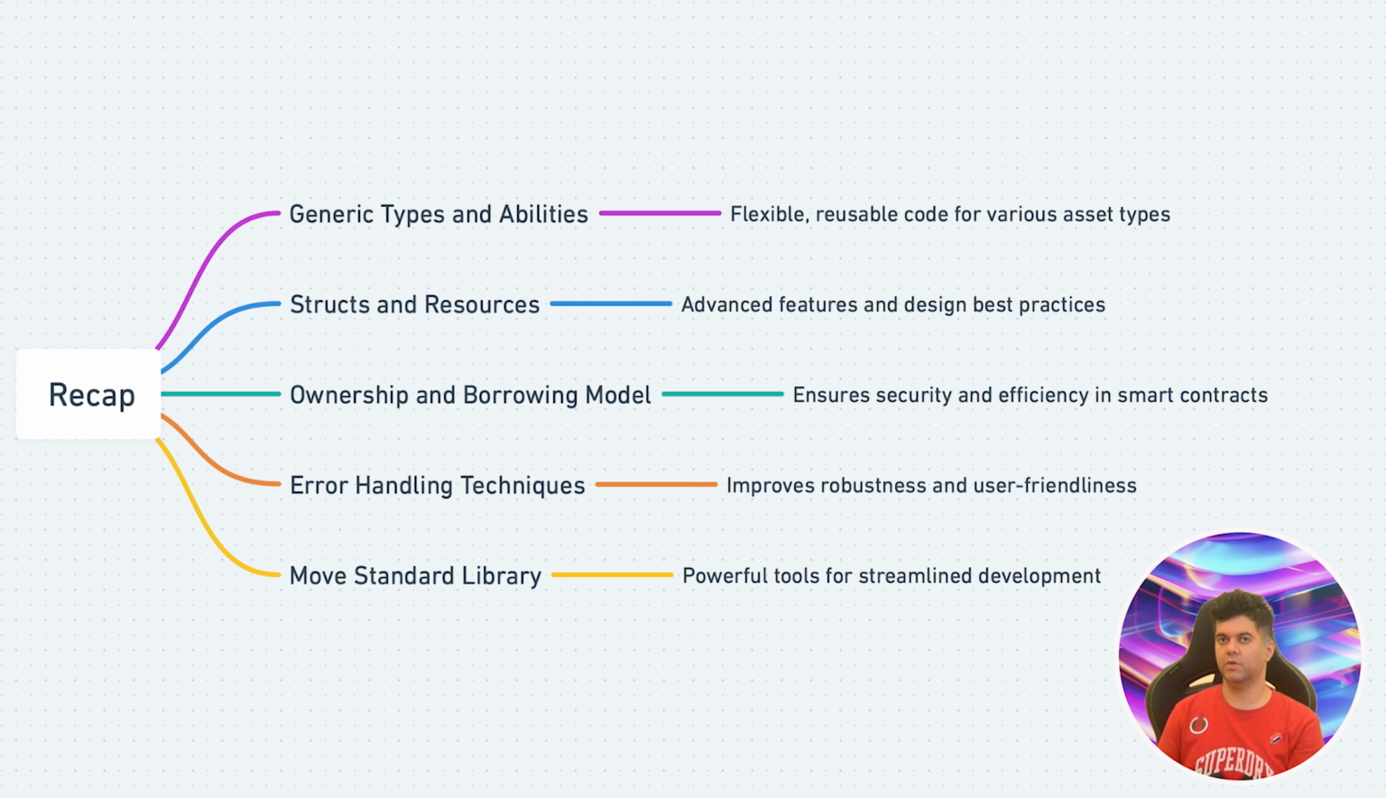We explored Move's unique ownership and borrowing model, which is crucial for writing secure and efficient smart contracts. We also covered advanced error handling techniques, learning how to make our code more robust and user-friendly. Finally, we took a tour of the Move standard library, discovering powerful tools that can streamline our development process. These advanced concepts are the building blocks that will take your Aptos development skills to the next level. They'll allow you to write more sophisticated, efficient, and secure smart contracts.